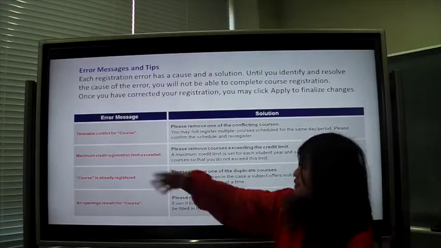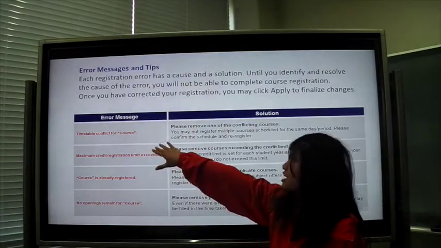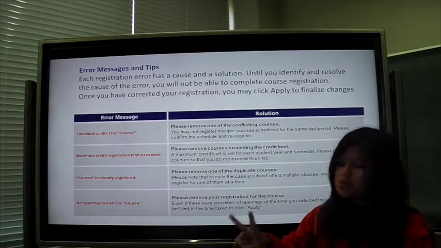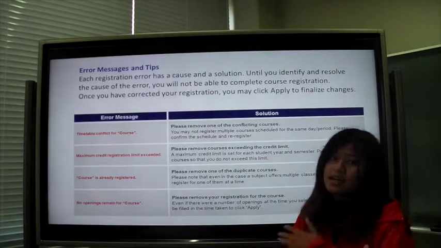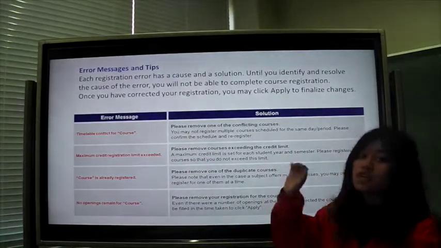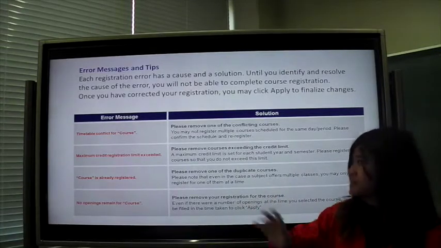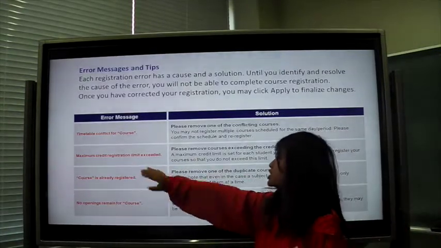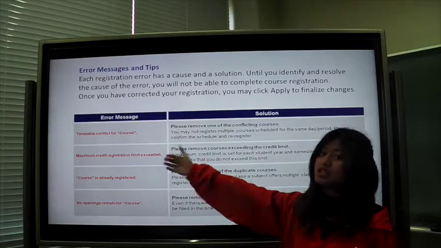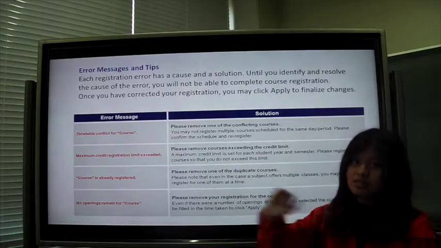First, you will have timetable conflict for the course. It means that both courses that you have chosen are clashing, and the solution is that you have to remove one of them. Secondly, the maximum credit registration limit is exceeded. You just have to reduce the subjects.